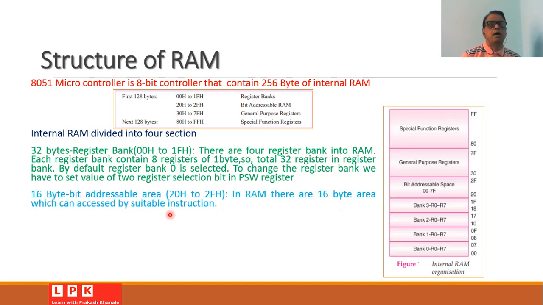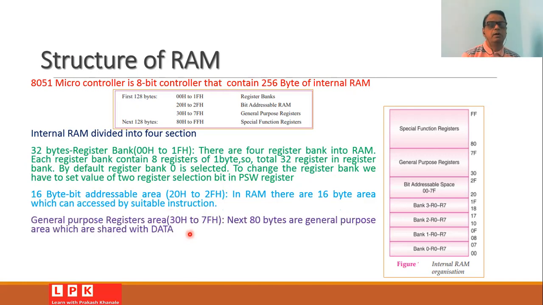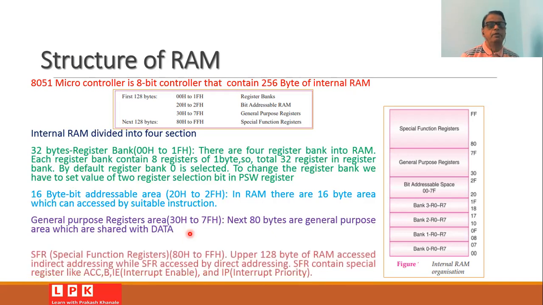Then the 16-byte bit addressable area is there from 20 to 2F, and this can be accessed by suitable instructions. Then there is the general purpose register area from 30 to 7F. So these 80 bytes are the general purpose area, which can be shared with the data.